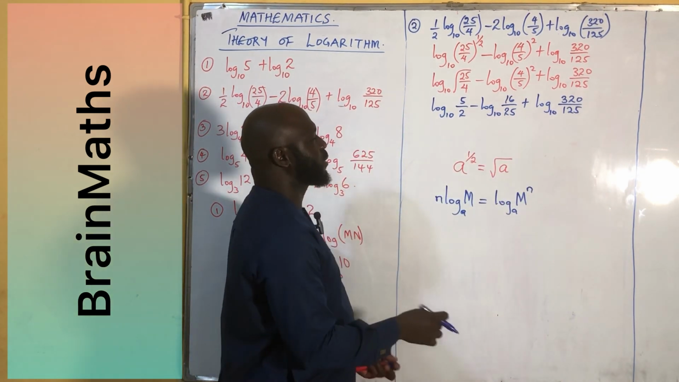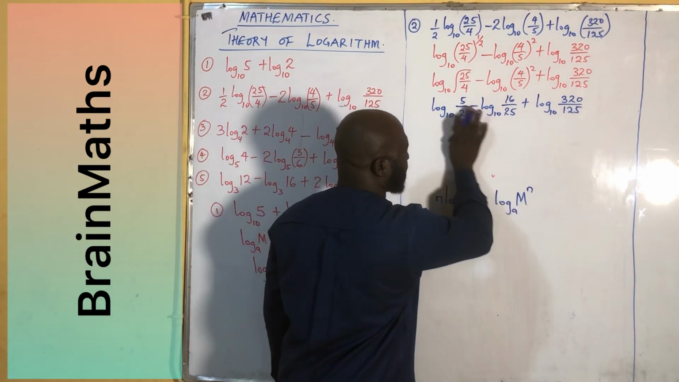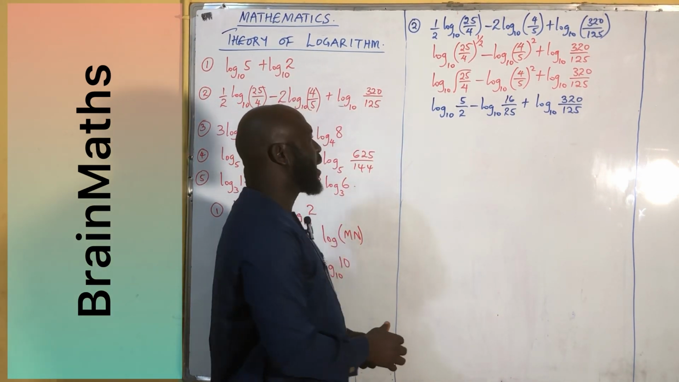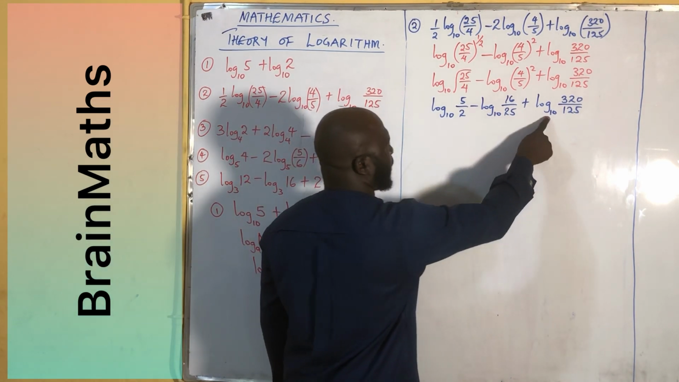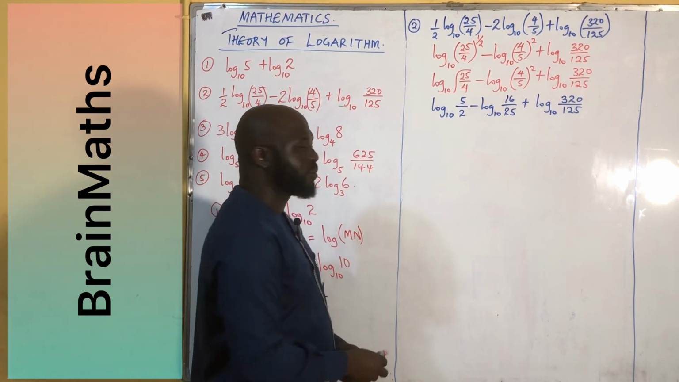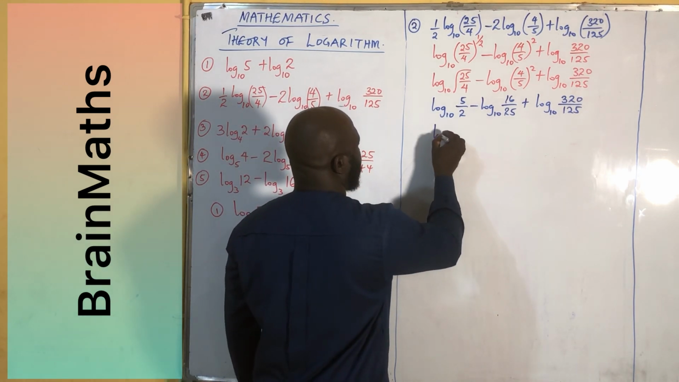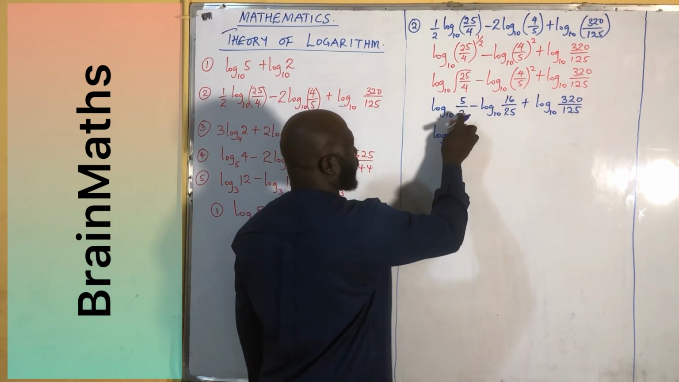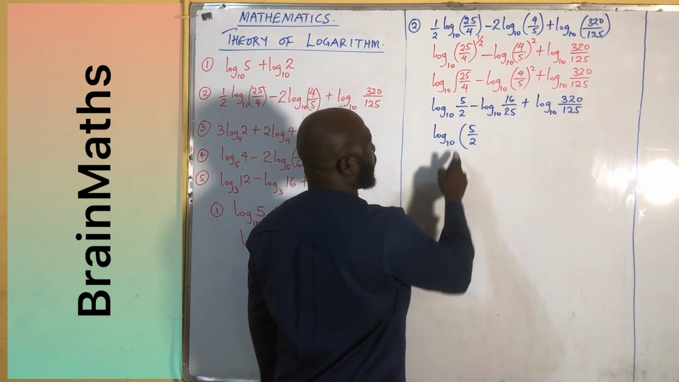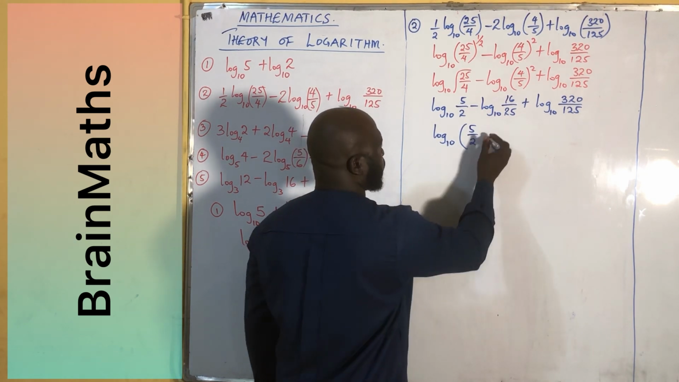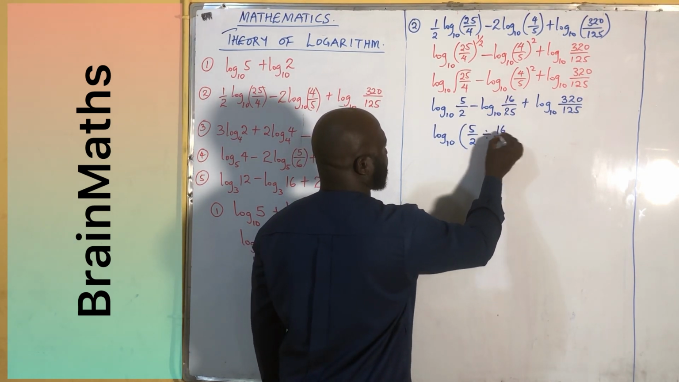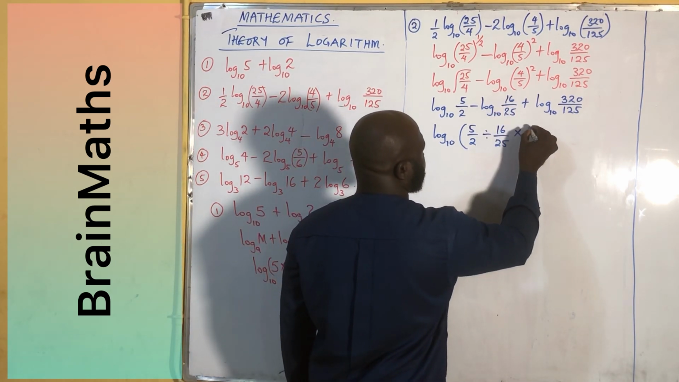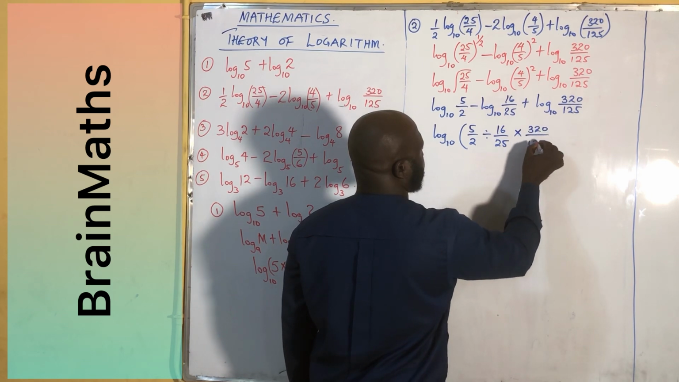So if we look at this closely now, we'll see that it is easy for us to apply the next rule of logarithm, and that is to collect the like terms, which is log 10. So collecting the like terms now, we have logarithm to base 10, open a bracket. The first one is 5 over 2. This minus will change to divided by 16 over 25, and the plus will also change to times 320 over 125.